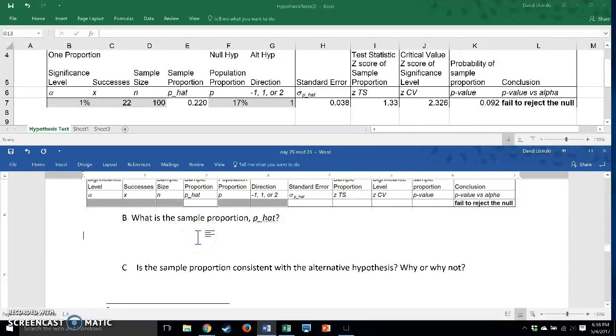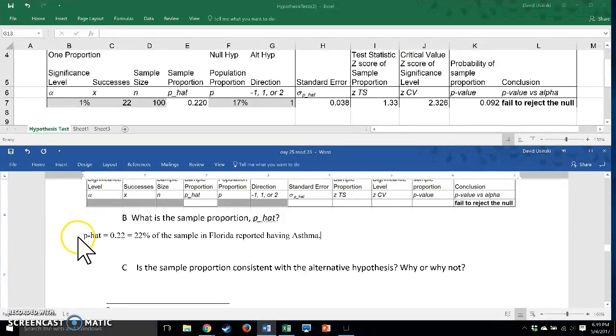So what is the sample proportion? p hat equals 0.22, which is 22% of the random sample in Florida who reported having asthma.